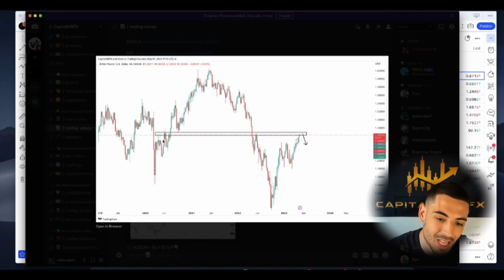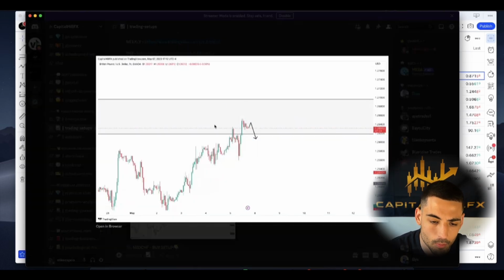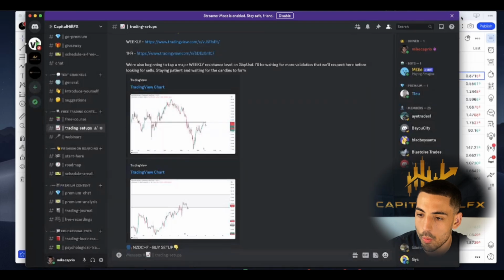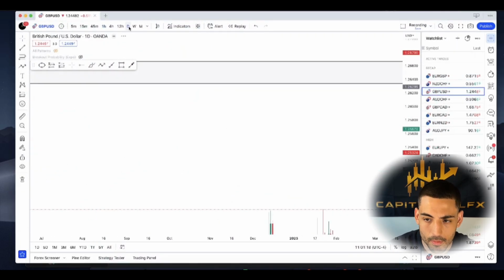And we could see that there's a lot of decision made around the significant horizontal level, super, super clear imbalance. And then we can see on the hourly time frame, we're beginning to dip into this zone. So we're going to go to GBP USD right here, daily time frame.